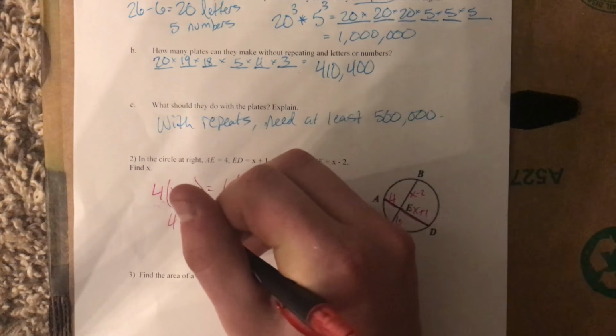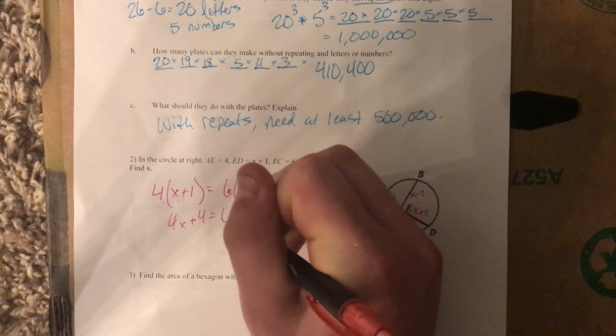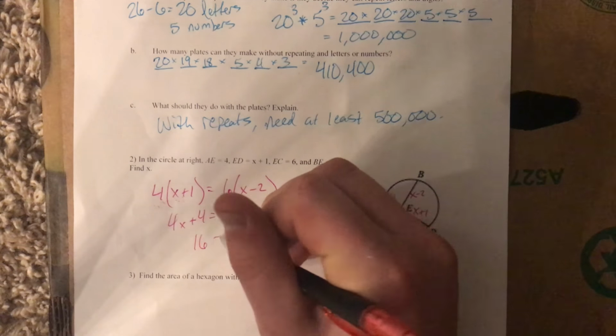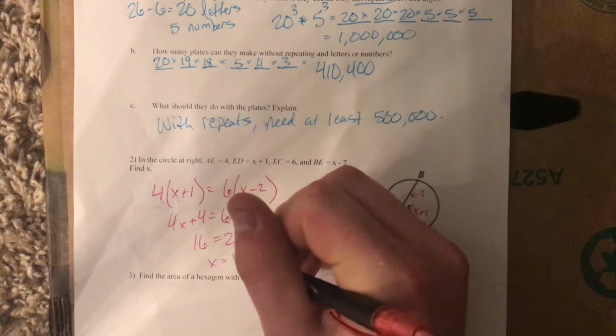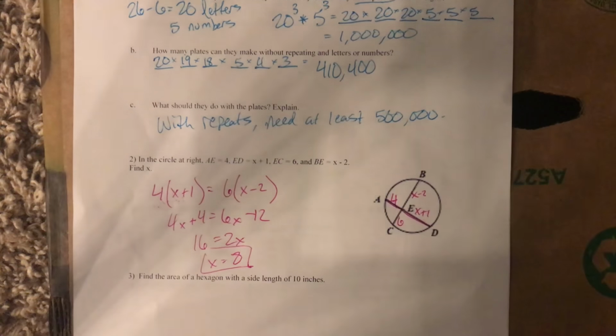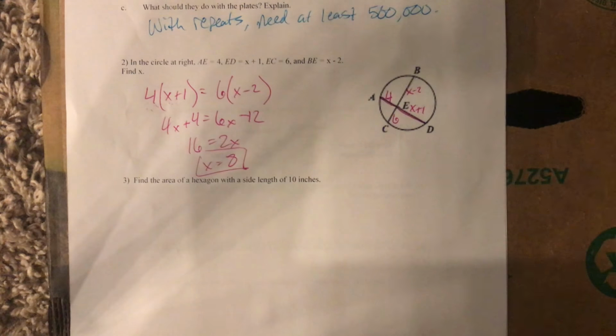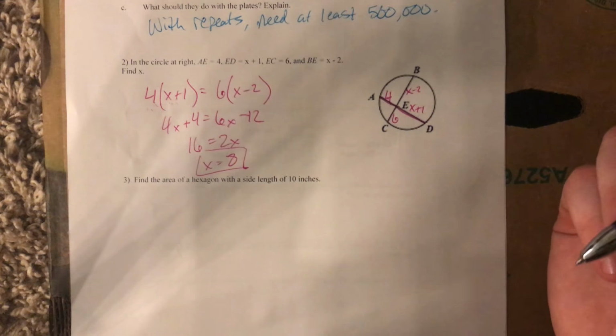So this ends up being 4x plus 4 equals 6x minus 12. So then you get 16 equals 2x, x equals 8. And that's just all run-of-the-mill algebra. Always coming in hot. All right, let's see, I've used those 2. Now it's purple time. Hey, classic.